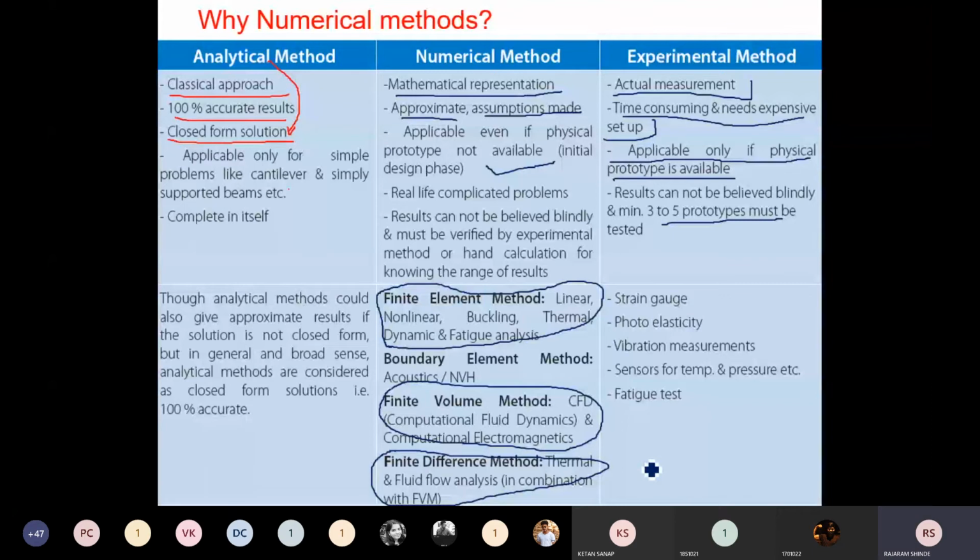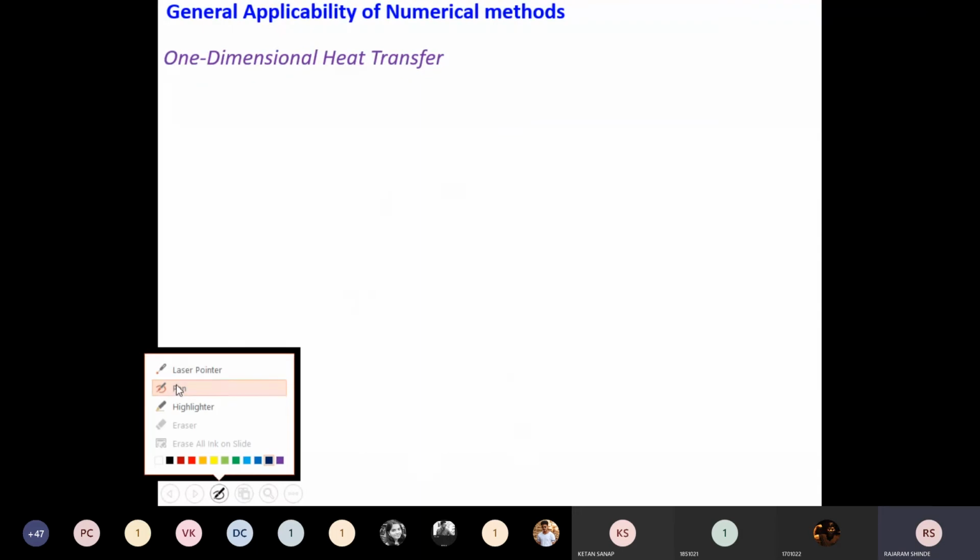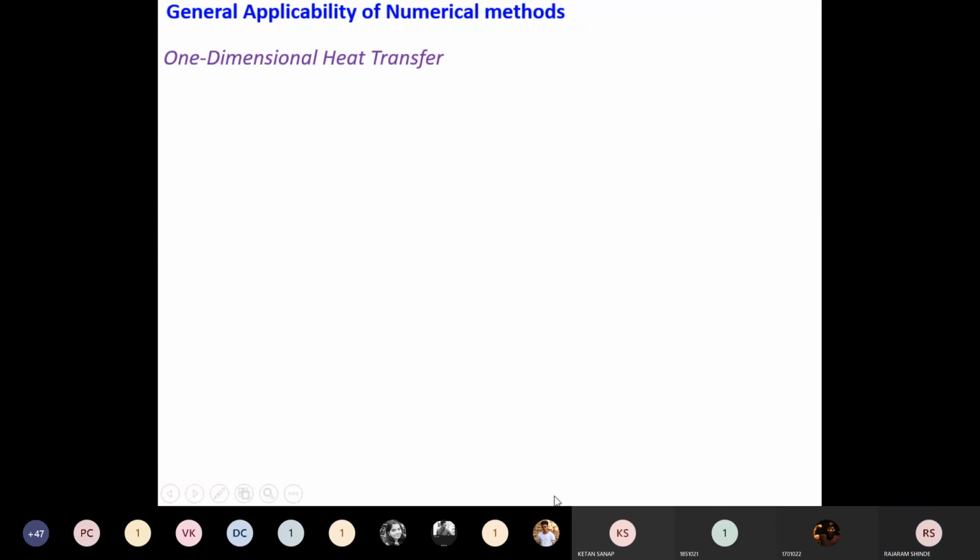Before going to the next, I want to tell you the general applicability of the numerical methods. Here, how is it applicable? Now you know this equation. Do you know this equation?